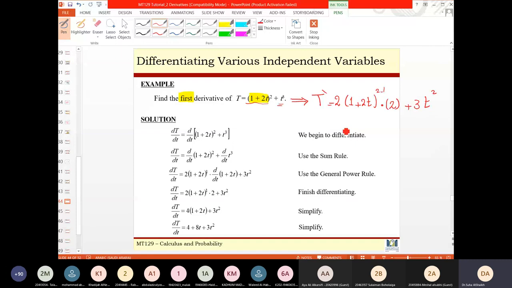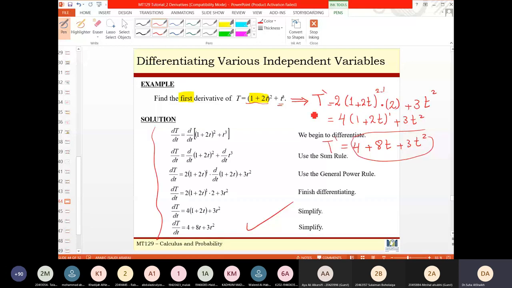Simplify it. This will be 4 times (1 plus 2t) to the power 1, plus 3t squared, and this is the derivative. A little bit of rearrangement: we multiply this, this will be 4, this will be 8t, and here we have the 3t squared. This is the t dash, the first derivative of the function, and you have all the details here. Notice I wrote it as t dash. They write it as d by dt. It's the same.